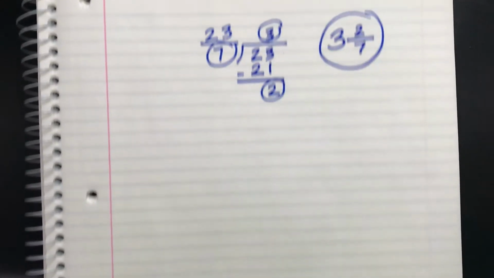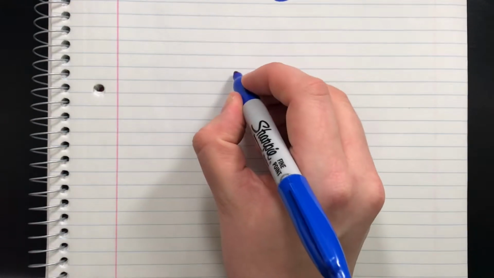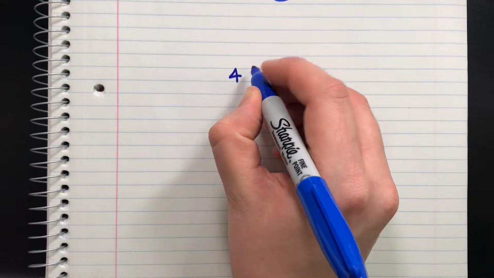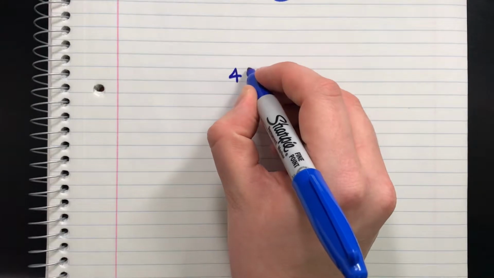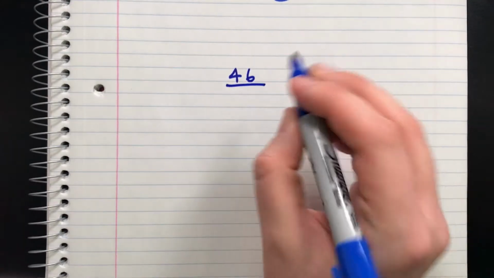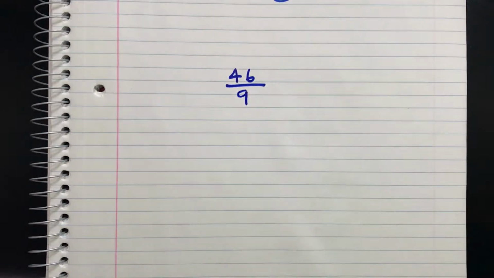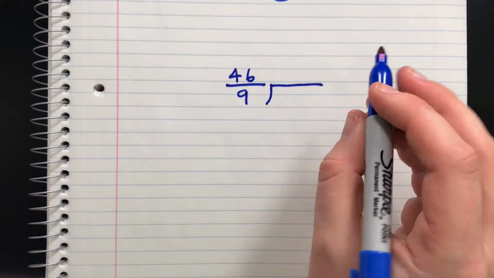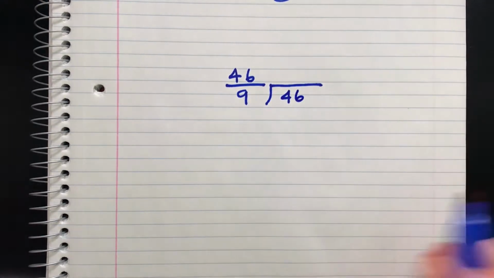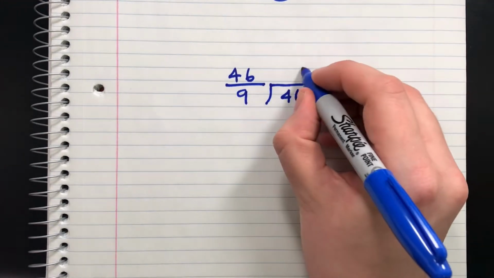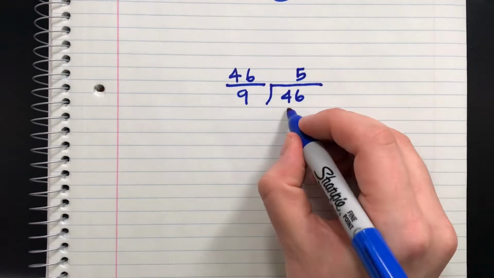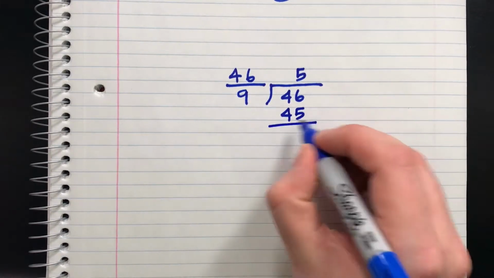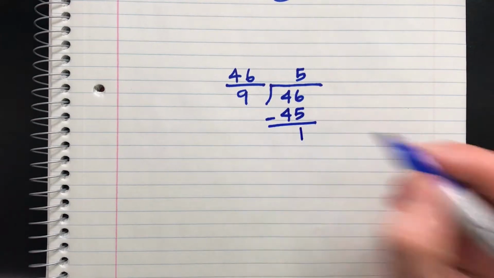Okay, I'll do one more problem just in case you're still a little bit confused. Just get one more example in. Let's go with a higher number this time. We can do 46 over 9. Okay, so 46 over 9, draw our division bracket, put the 46 inside. 9 goes into 46 5 times. 9 times 5 is 45. And then 46 minus 45 is 1.